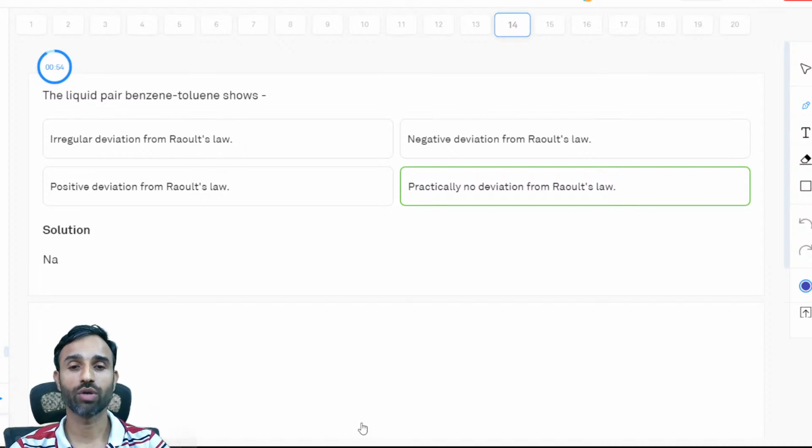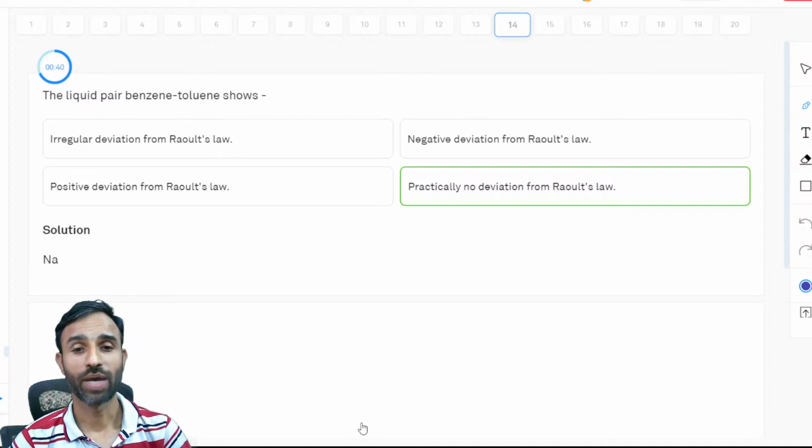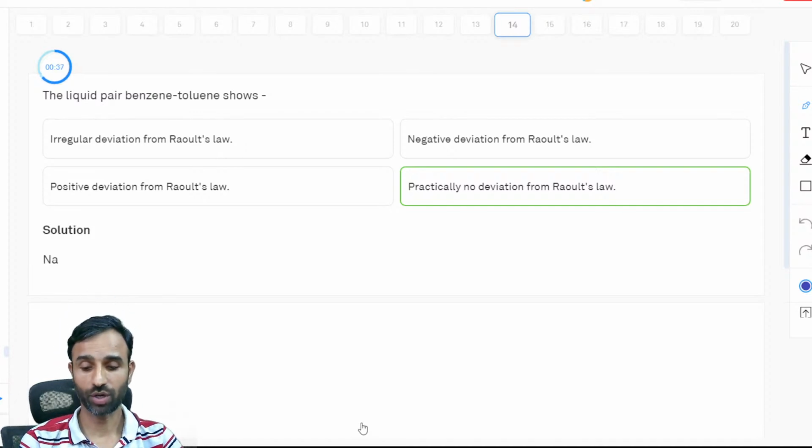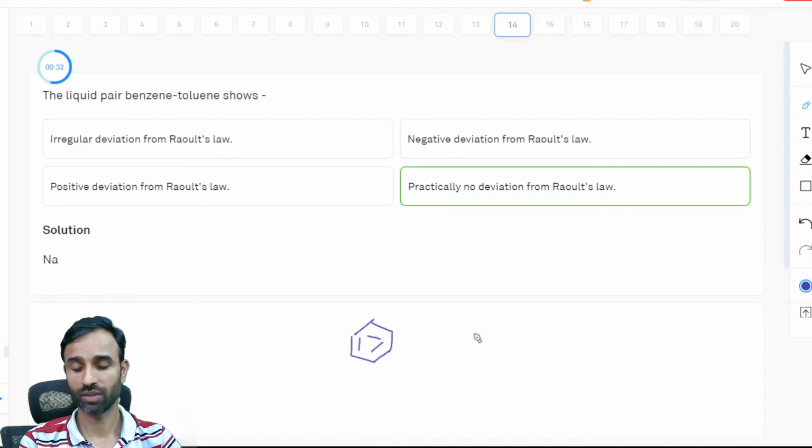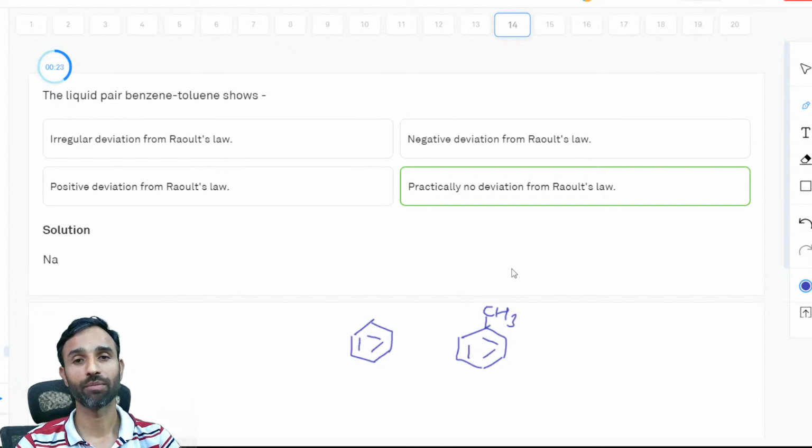The liquid pair benzene and toluene shows, so see, benzene and toluene have the same nature because this is benzene, this one is toluene, the nature is the same. So they form which type of solution?